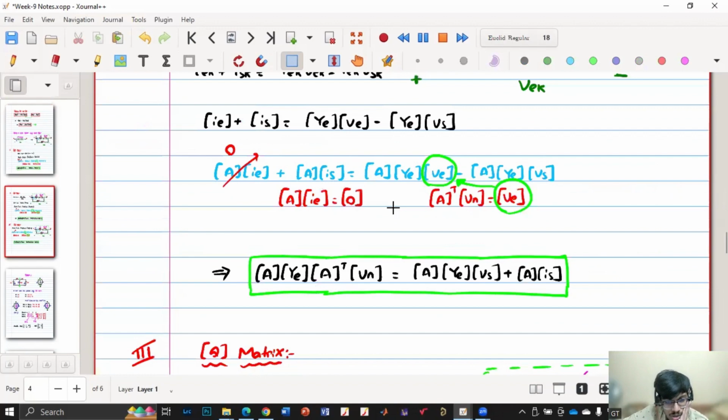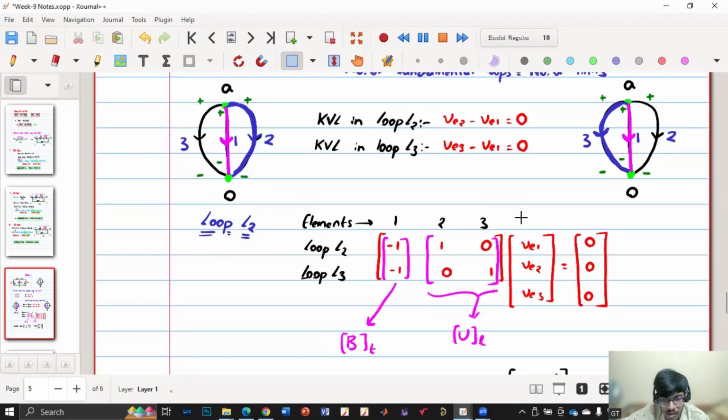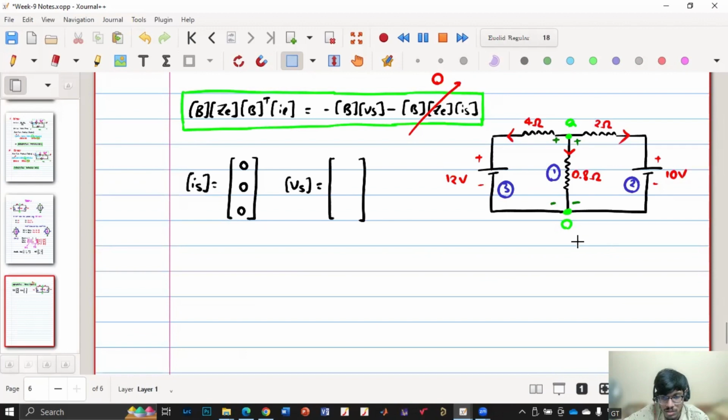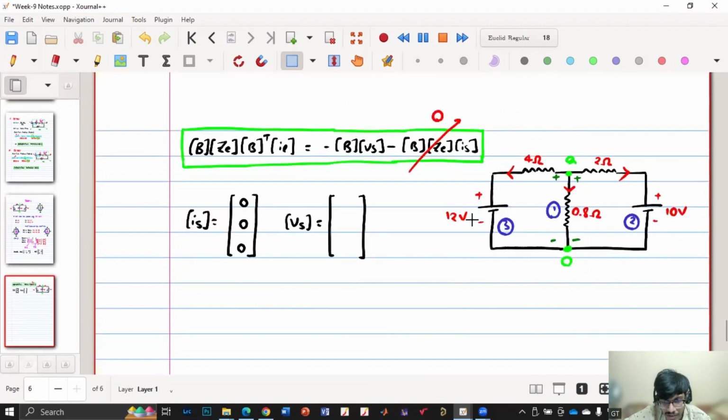So now you may ask, if I consider 1 in downward direction, 3 in top direction, and 2 in top direction: for 1, plus will be on the top, minus is on the ground. For 3, plus is on the bottom, minus is on the top. For 2, plus is on the bottom, minus is on the top. So in that case, if plus is on the bottom, this will be minus 12, this will be minus 10. So the convention is very important. Whatever convention we have considered here, plus is on the top, minus is on the bottom, which is satisfying this 12 volt as well as 10 volt. So for element 1 we have 0, element 2 we have plus 10, and element 3 we have plus 12.